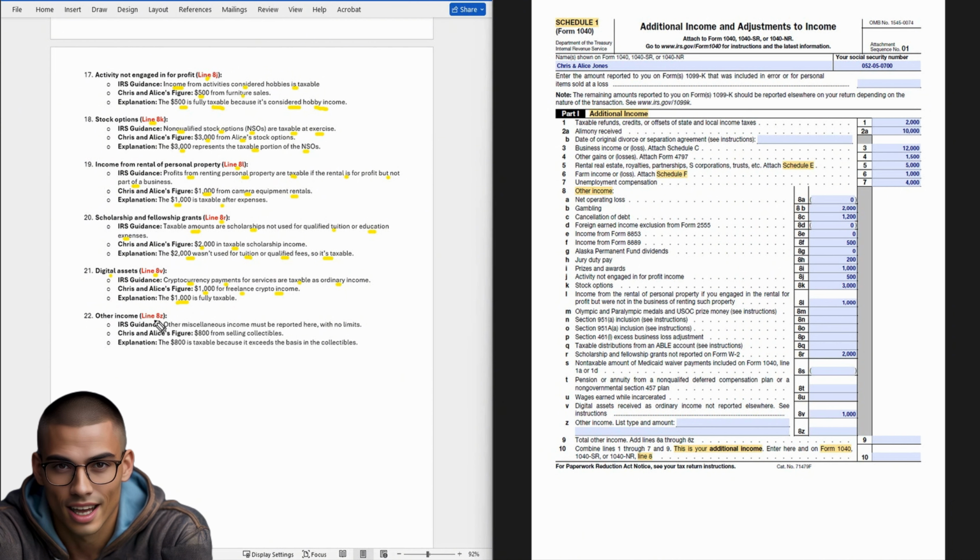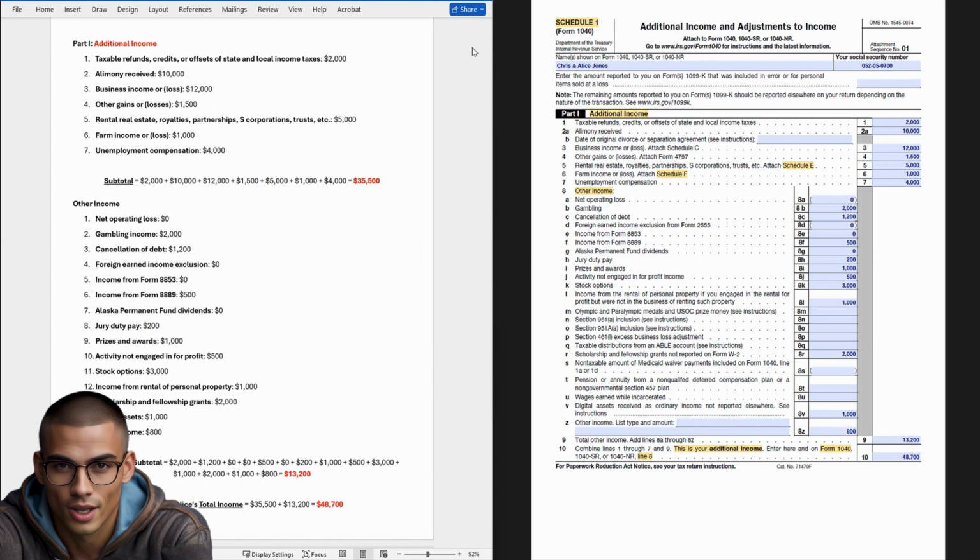And lastly, on line 8Z, we have other income, and this is other miscellaneous income that must be reported, and there's no limits here. So Chris and Alice had $800 from selling collectibles. The $800 is taxable because it exceeds the basis in the collectibles. So they would need to report that $800 on line 8Z.